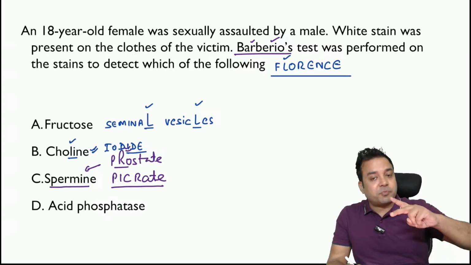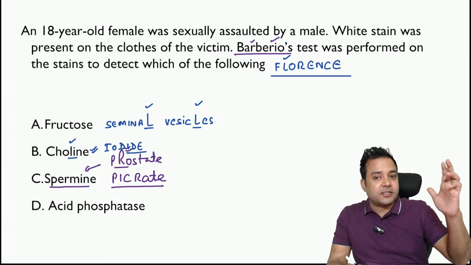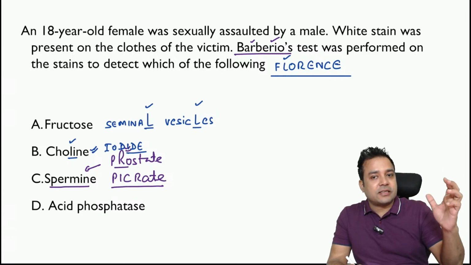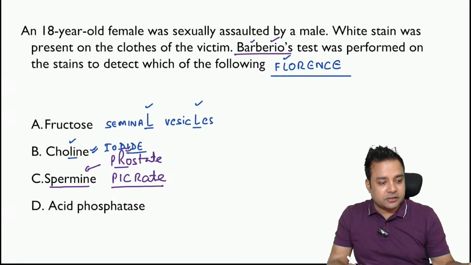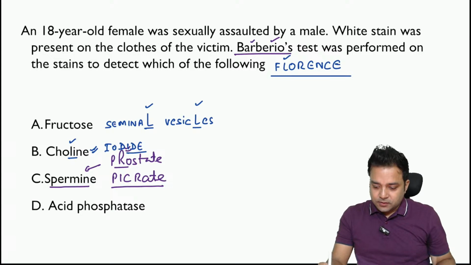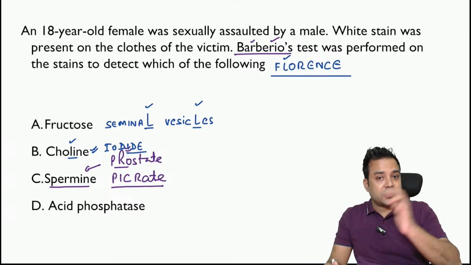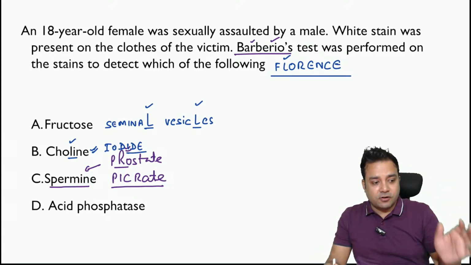And the spermine picrate crystals are yellow colored needle shaped crystals. Florence crystals are dark brown rhombic shaped crystals. Okay? This is also a very important topic, stain analysis, crystals and all.